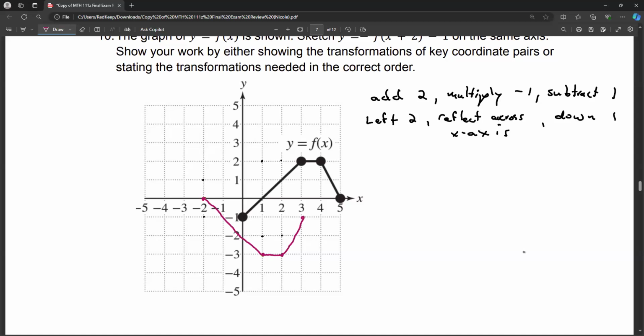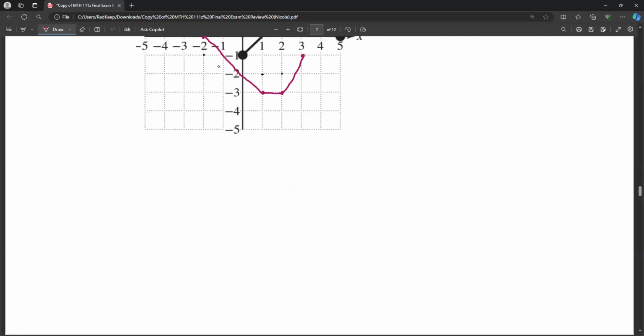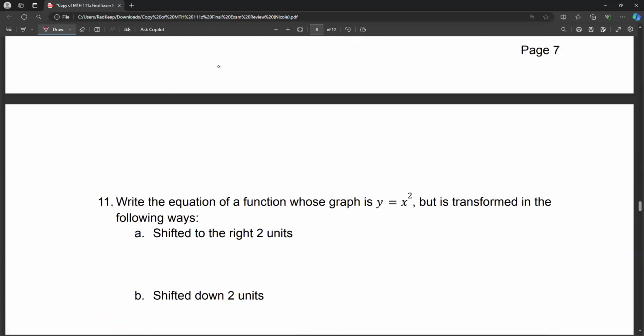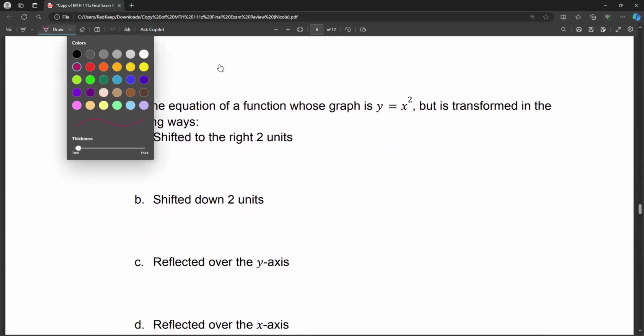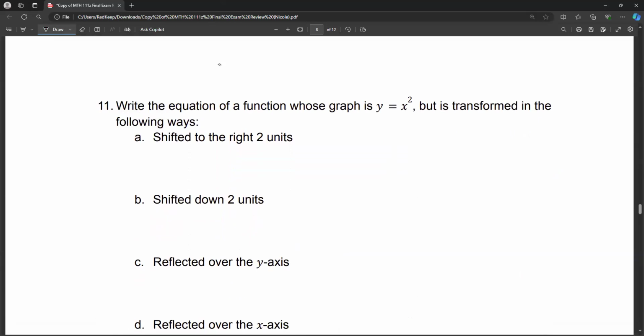Perfect. All right. Let's go ahead and scroll down to question 11. Question 11 asks us to write the equation of a function whose graph is y equal to x squared, but is transformed in these individual ways below.